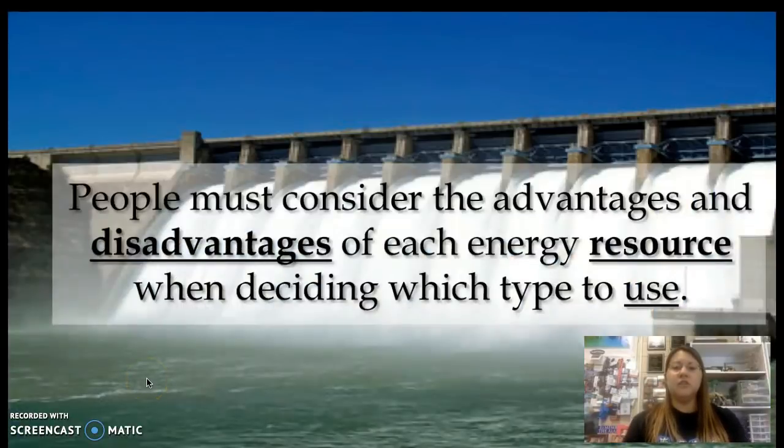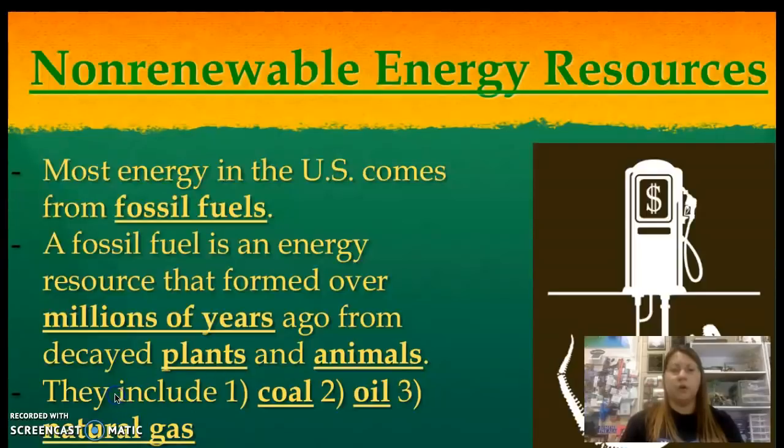People must consider advantages and disadvantages of each energy resource when deciding which type of energy resource to use. So we're going to be doing a couple of activities that will help you in order to look at the advantages and disadvantages of each one of the different resources, whether it's renewable or non-renewable.